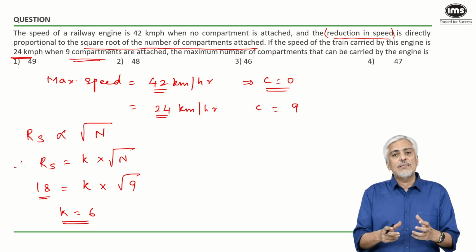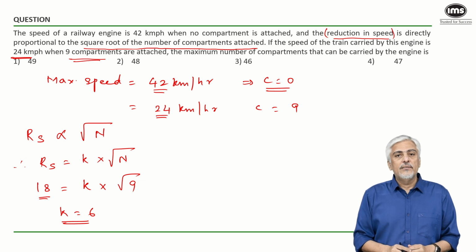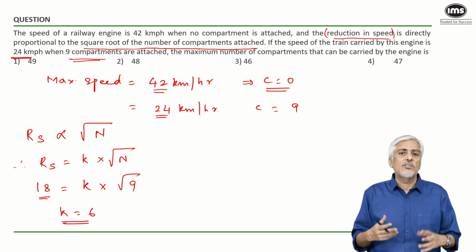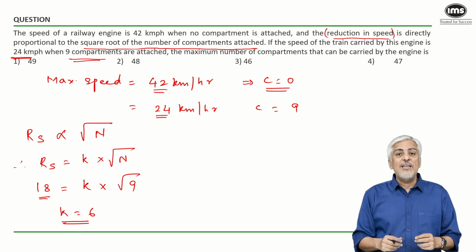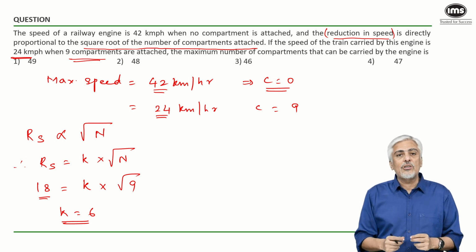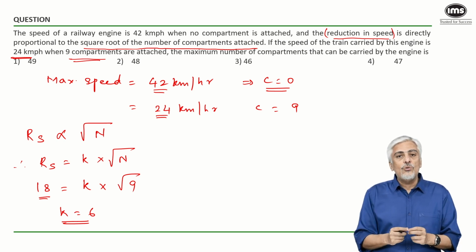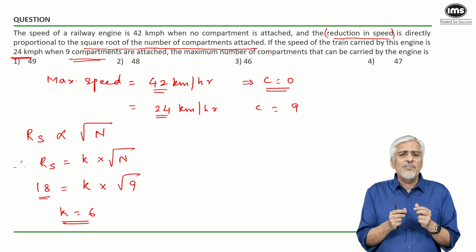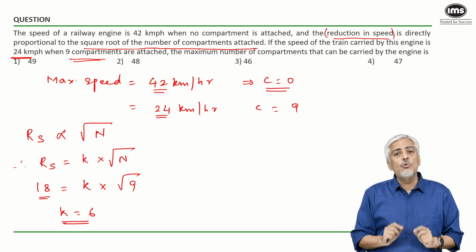What do you mean by the maximum number of compartments you can carry? Logically, I can attach an infinite number of compartments, 100, 200. The train will not move. So, when I ask you what is the maximum number of compartments the train can carry, I mean such that it still moves a little bit. It might move at very, very slow speed, but it still moves a little bit.